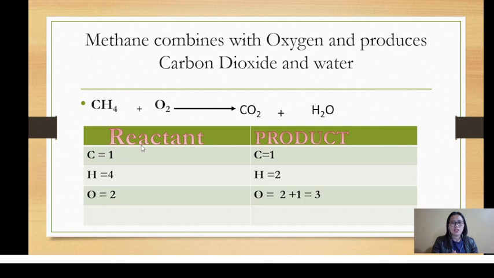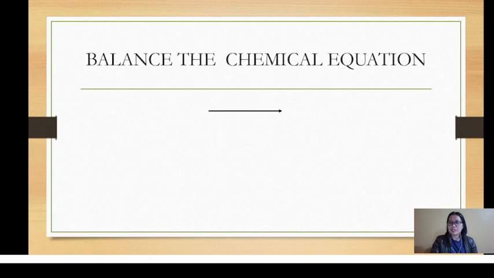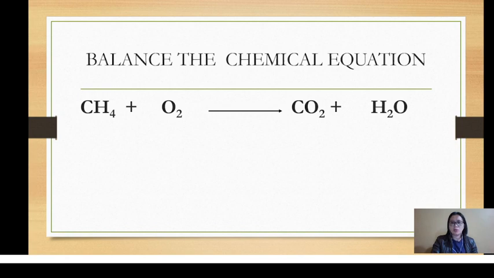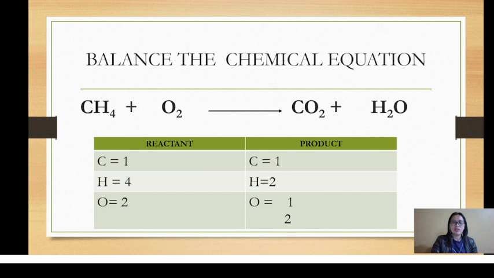Now, let us evaluate the reactant as well as the product side. Is it balanced? So carbon is balanced. Yes, this is checked. Hydrogen is not balanced and oxygen is also not balanced. Now, what are we going to do next? We're going to add coefficients, right? So again, here you balance the chemical equation. This is the original formula: CH4 plus O2 is equal to CO2 plus H2O. Now, those are the numbers of the atoms in the reactant as well as in the product side.